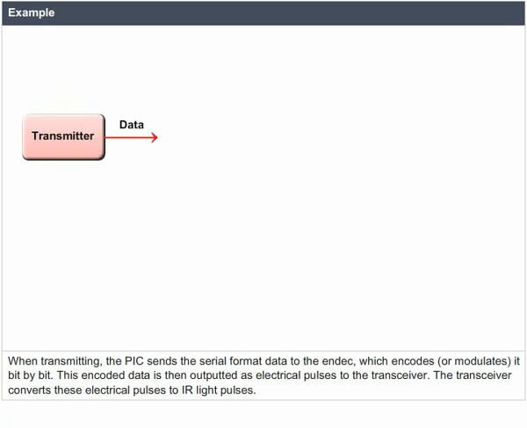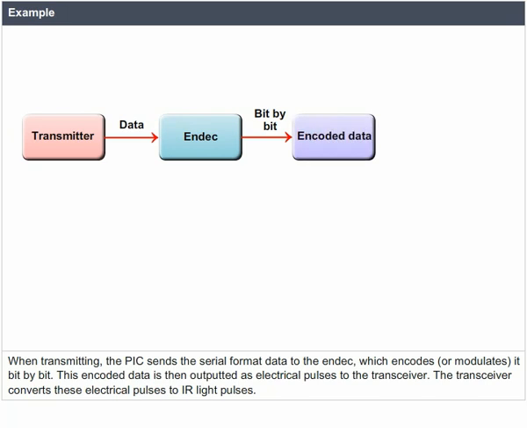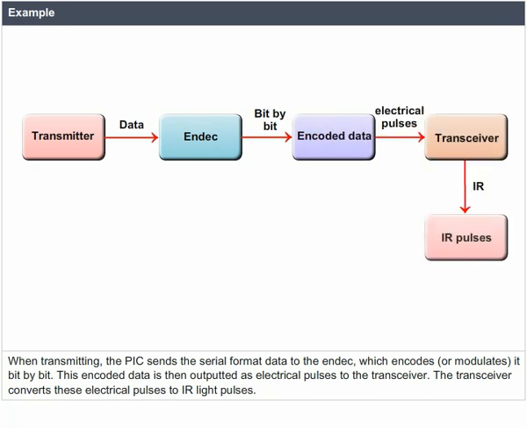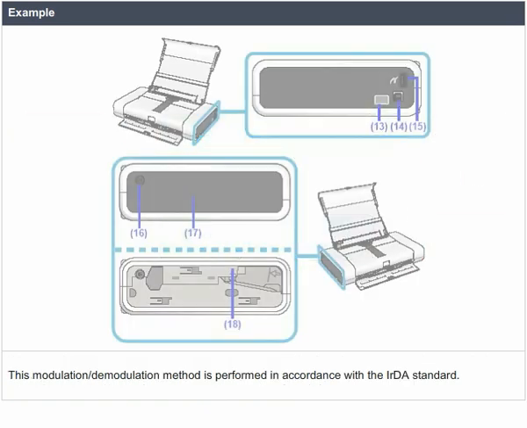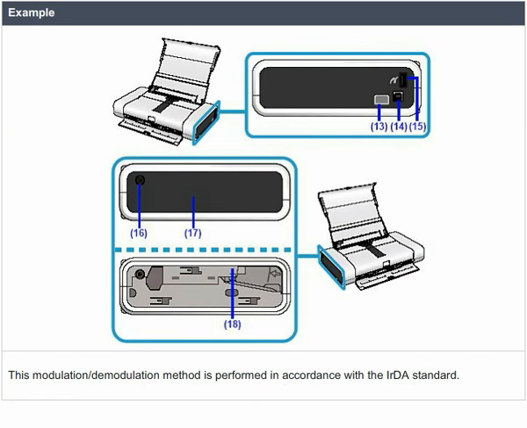When transmitting, the PIC sends the serial format data to the NDEC, which encodes or modulates it bit by bit. This encoded data is then outputted as electrical pulses to the transceiver. The transceiver converts these electrical pulses to IR light pulses. When receiving, the transceiver receives IR light pulses data which are outputted as electrical pulses. The NDEC decodes or demodulates these electrical pulses with the data then being transmitted by the NDEC UART back to the receiving PIC. This modulation or demodulation method is performed in accordance with the IRDA standard.